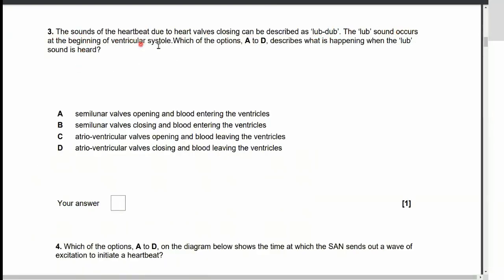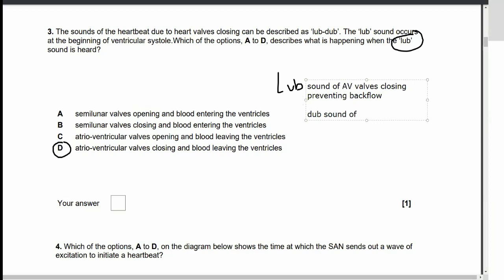Okay, question 3. The sounds of the heartbeat due to the heart valves closing can be described as lub-dub. Lub sounds occur at the beginning of the ventricular systole. Which of the A to D describes what happens when the lub sound is heard? So we've got 4 options here. Correct answer is it's the AV valves, and essentially when they close, the blood splashes back against the atrioventricular valves, both the bicuspid and tricuspid. So sound of the AV valves closing, or really blood splashing back against them. So your answer to this one is D.